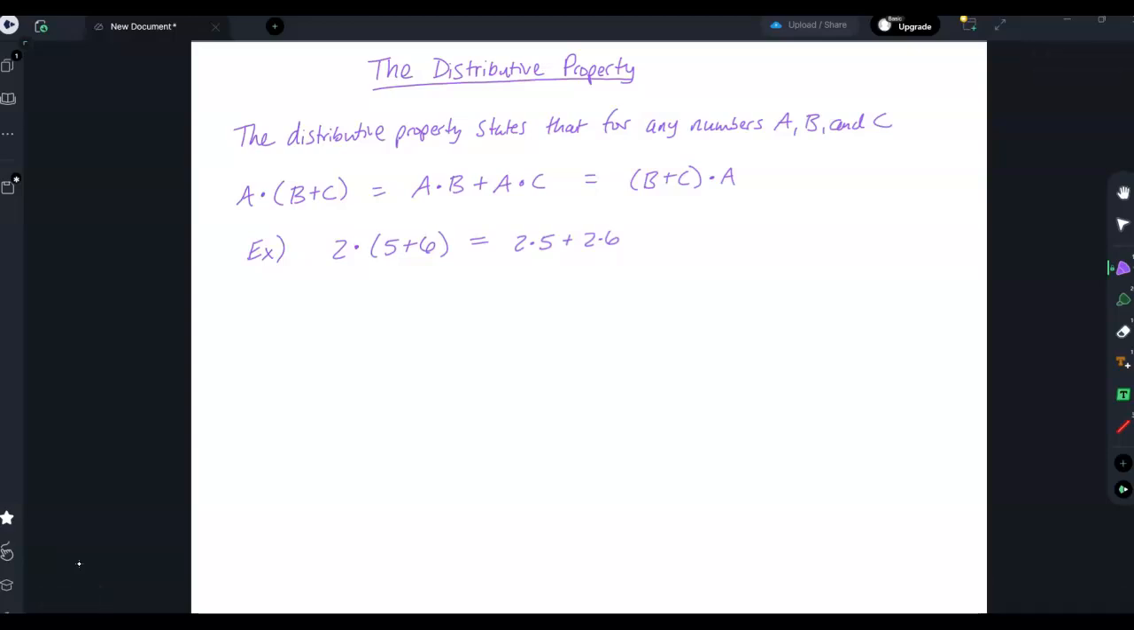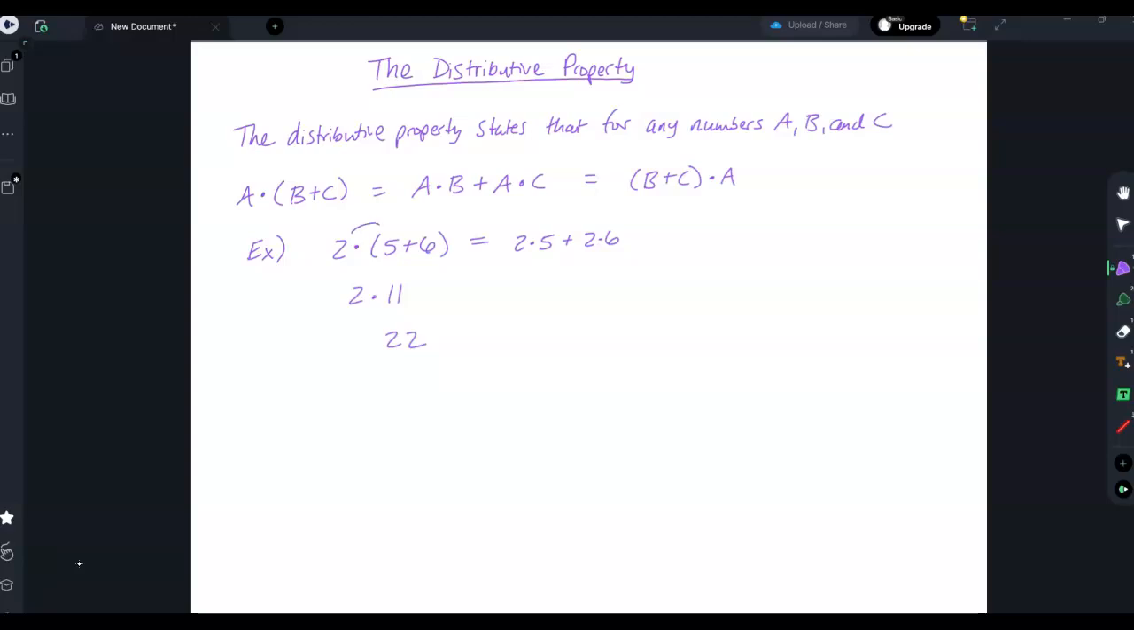So if I were going to work through the left side of this equation without using the distributive property, I would actually follow order of operations and I would do what's inside the parentheses first. So I would do 5 plus 6 and get 11. And then I would then multiply by 2. So 2 times 11 is 22.